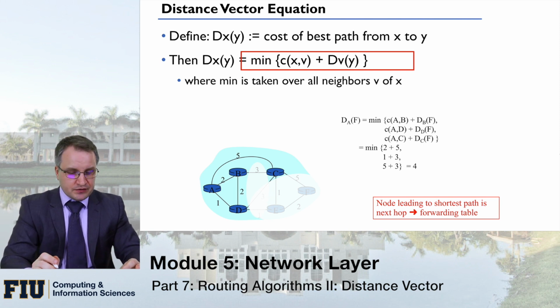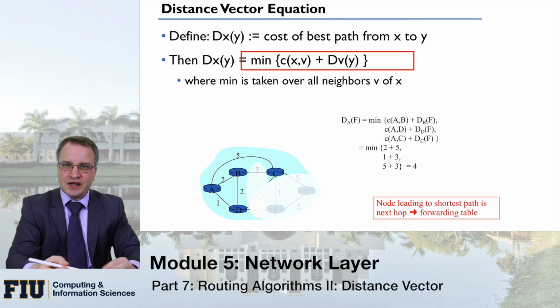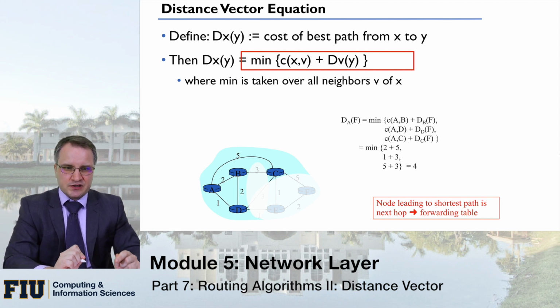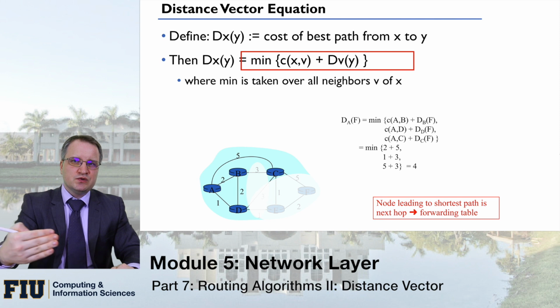Let us define this terminology, which is a little bit similar to what we had before. We also had d_y before, but this one is d_xy. The reason we have this d_xy is because it's not our cost, but rather the cost of our neighbor to reach y.